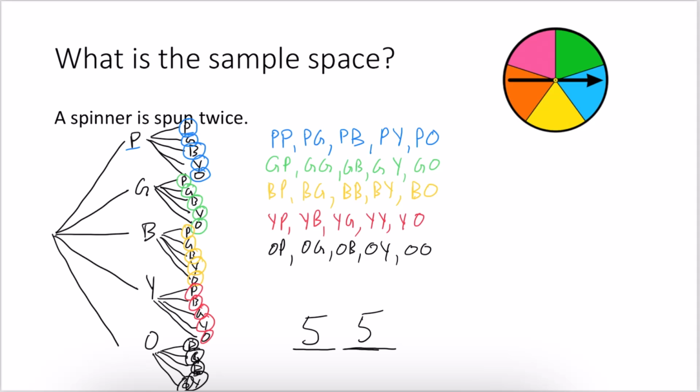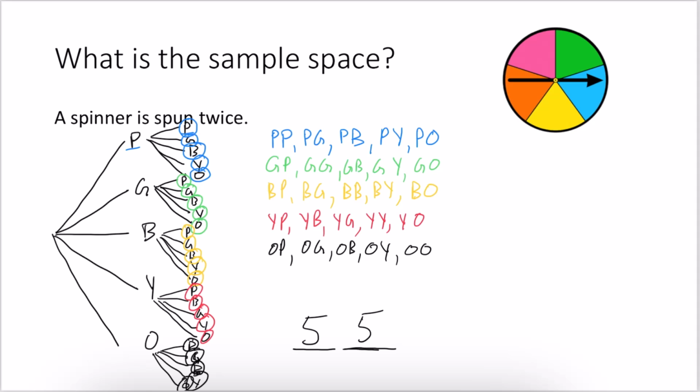Sometimes it will be different though. Like if you were spinning the spinner and then flipping a coin, you might have 5 outcomes for the spinner, but only 2 outcomes for flipping the coin. So these numbers can be different, but in this particular case, they were the same because we were doing the same event twice.